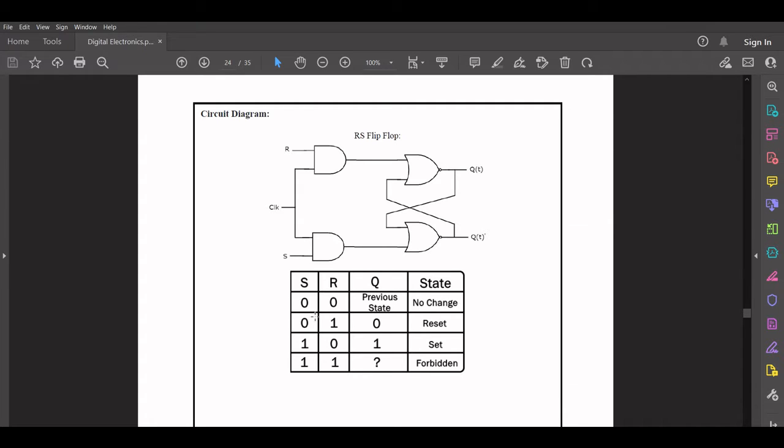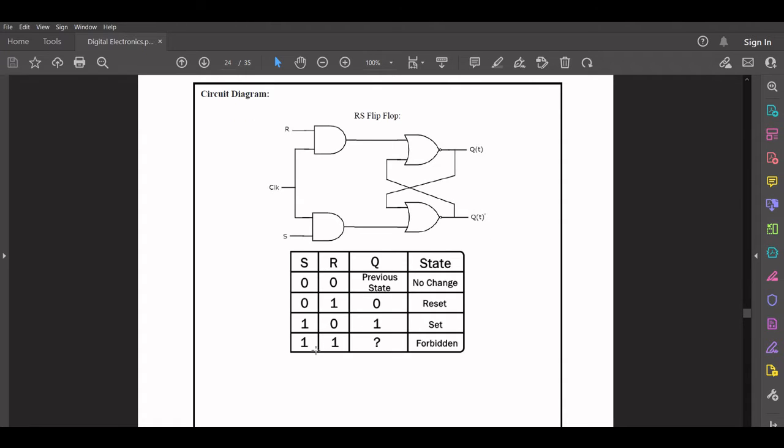In case we set S as 1 and R as 0, in that case we can say that the flip-flop has been set and the output that we get at Q will be 1. And in another case, if we set S as 0 and R as 1, then we can say that the flip-flop has been reset and the output that we'll get at Q will be 0. And Q dash over here represents the complement, and it will always be opposite to what Q has.